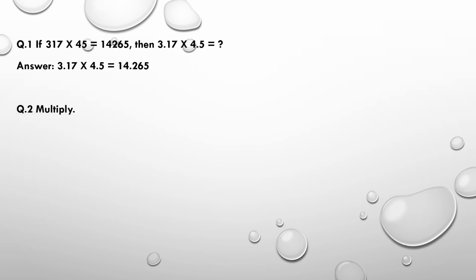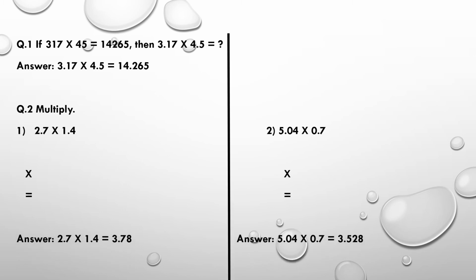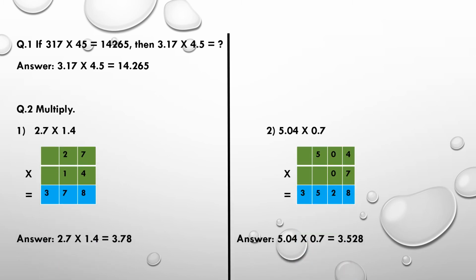Question 2. Multiply. First, 2.7 into 1.4. Dear students, first we will multiply directly, that is, we will not use the decimal point while multiplying. So 27 into 14 we will get 378. So the answer of 2.7 into 1.4 is equal to 3.78.